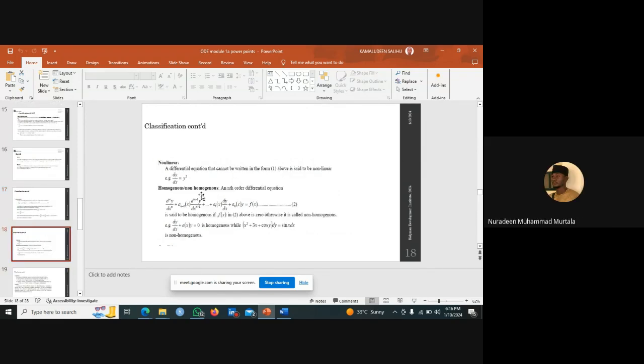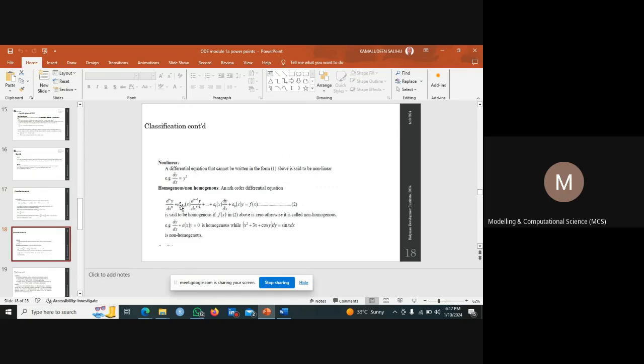So non-linear, as we just showed earlier: any equation that cannot be written in that linear form is said to be non-linear. Look at the example here: dy/dx equals y squared. When you plot the graph, you see that this graph is a curve, because of the square that we have there.